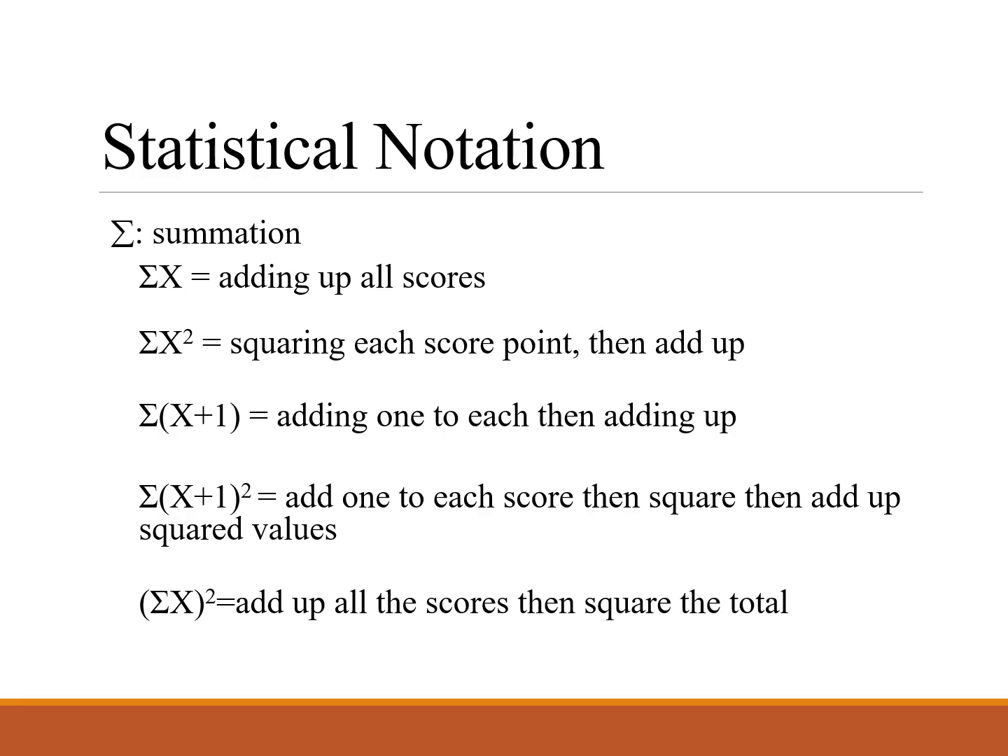Sigma with x plus 1 in parentheses means that you add 1 to each score and then sum the numbers. If that's squared, then you add 1 to each score and square each individual, then add the squared values. And if there is sigma x in parentheses squared, you add up all the scores and then square the total.